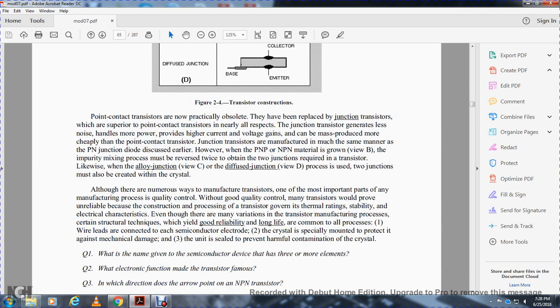Although there are numerous ways of manufacturing transistors, one of the most important parts of any manufacturing process is quality control. Without good quality control, many transistors would prove unreliable because the construction process affects thermal ratings and the stability of electrical characteristics. Even though there are many variations of the transistor manufacturing process, certain structural techniques that yield good reliability and long life are common to all processes. One, wire leads are connected to each of the semiconductor electrodes. Two, the crystal is specially mounted to protect against mechanical damage. And three, the unit is sealed to prevent harmful contamination of the crystal.